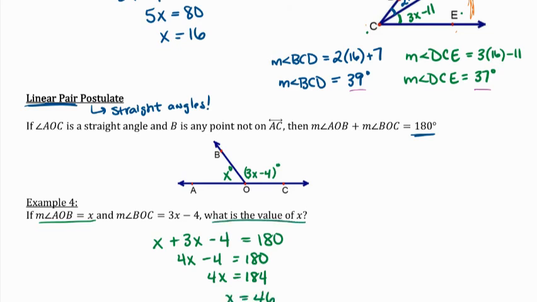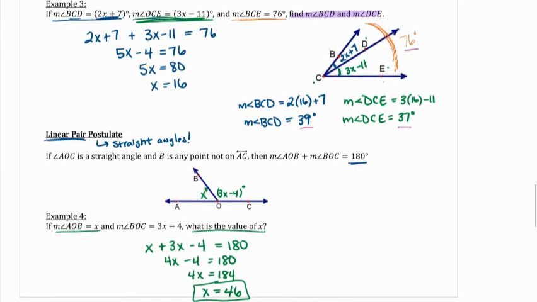Now this problem just said, what's the value of x? I don't have to plug anything back in. I can stop there. There's my answer. Okay, so linear pair postulate is a special version of that angle addition postulate. It's just the angle addition postulate for straight angles.